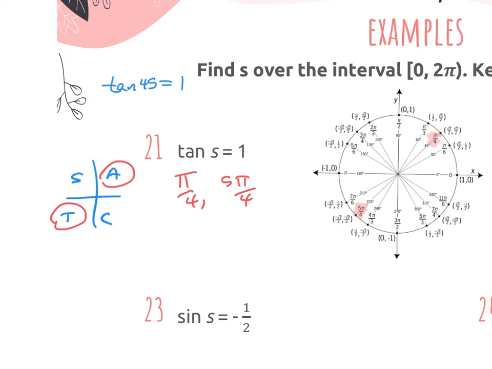Let's try the next one. You're just knowing that for tangent, remember tangent is y over x. I'm looking at my ordered pairs to see where y and x are the same, because when you divide the same thing by the same thing, you get 1. And that ordered pair was negative root 2 over 2 over negative root 2 over 2, which gives you positive 1. Same thing in quadrant 1. They're both positive.